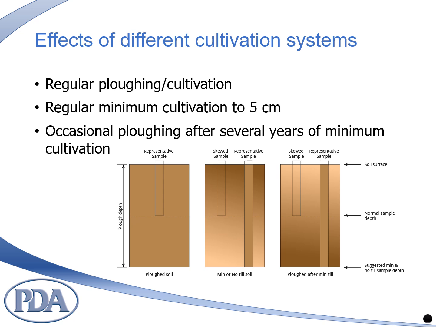Occasional ploughing after several years of minimal cultivation. The soil layer that is mixed by minimum cultivation and relatively rich in nutrients will be buried by ploughing to a depth that is not accessed during normal soil sampling. Samples taken after ploughing can underestimate the supply of phosphate and potash available to the crop in these systems.